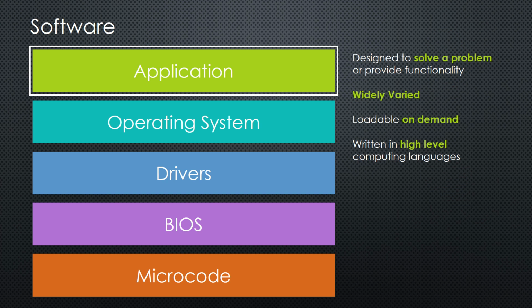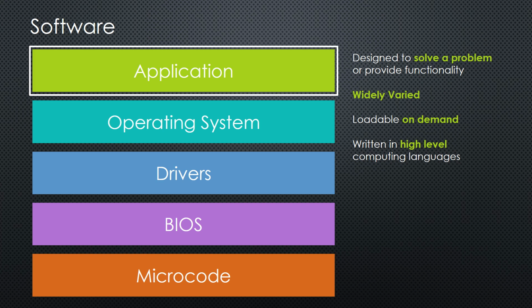So the application layer is designed to solve a problem. It's going to do something for you. For example, it's a word processor, it's a calculator, it's a file management system, it's a compression program like zip files, etc. It actually does something for you. They're widely varied. They're loadable on demand, so you can load an application into your computer and have it run, and then you can take it out and run a different one. The general purpose computing aspect is very evident in applications.